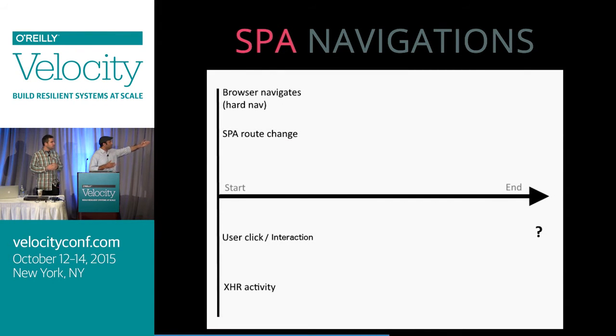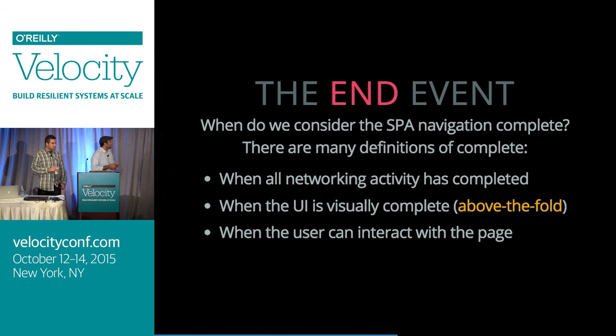So we figured out where to start, right? There's a SPA route change or a user click or XHR or some other interaction. Like I like to play with my leap motion, so I can do stuff with my leap motion. I may not be touching it, but I'm actually firing events, and I could listen to those events as well, or XHR activity, right? But how do you tell the end? So when do we actually consider that complete?